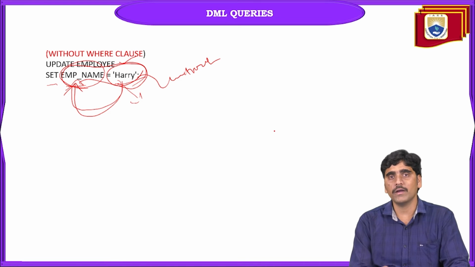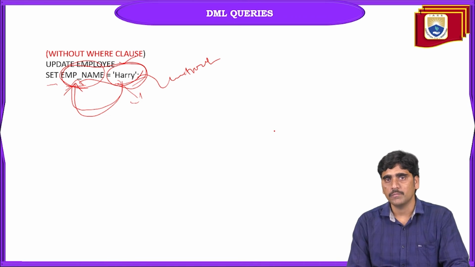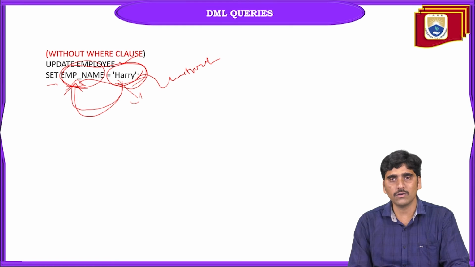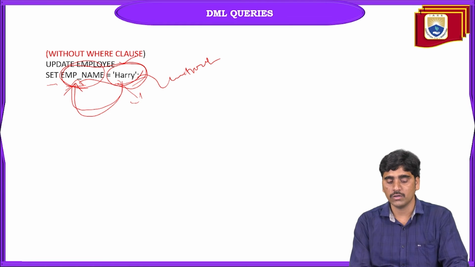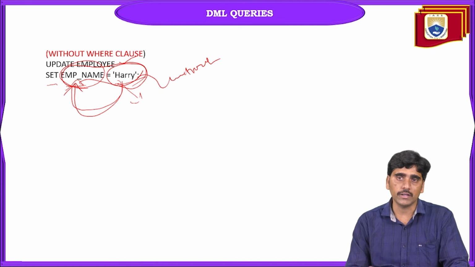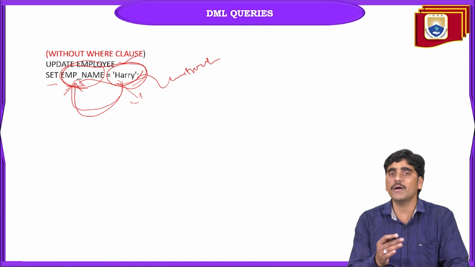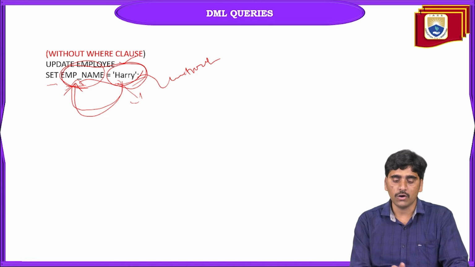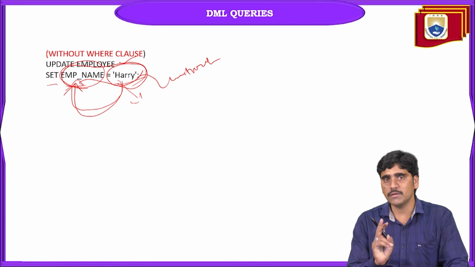That is the drawback of using without the where clause, because everyone being named Harry is not at all favorable, right? So we have to give the values based on the conditions. These are the two ways we can update the values: we can update without the where clause and we can update with the where clause. Without the where clause means all the names will be updated with the same value.